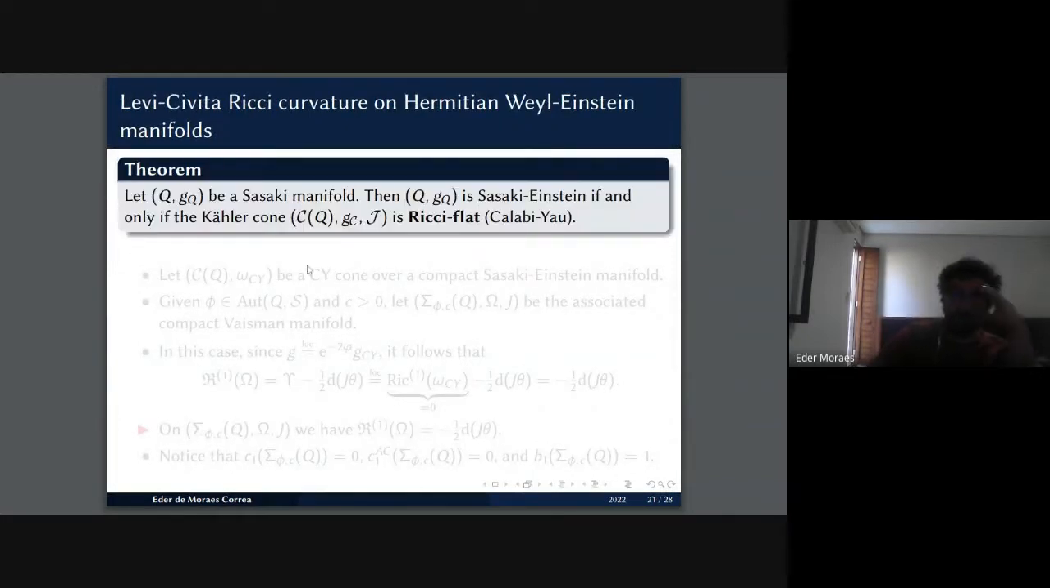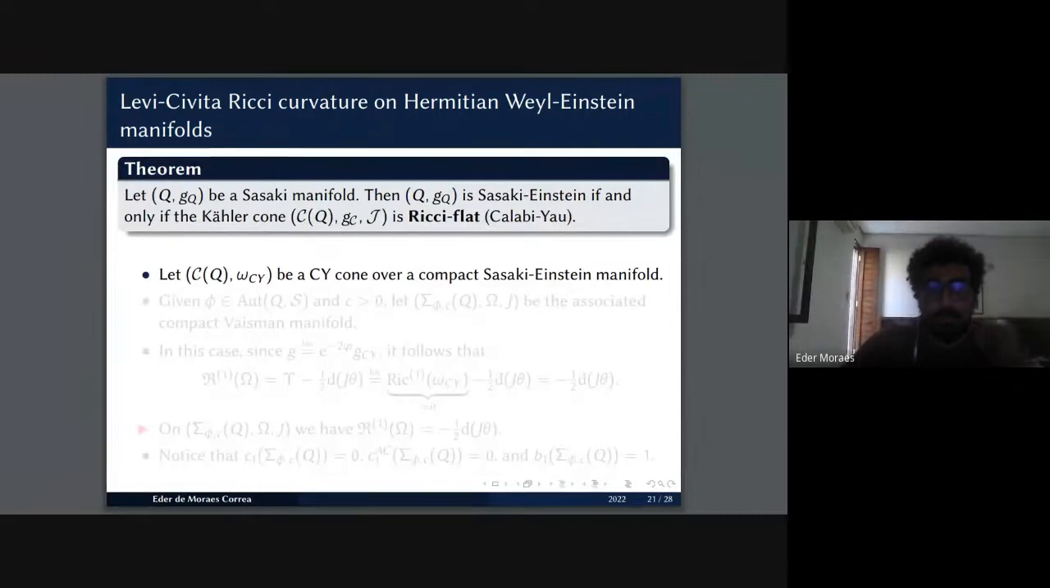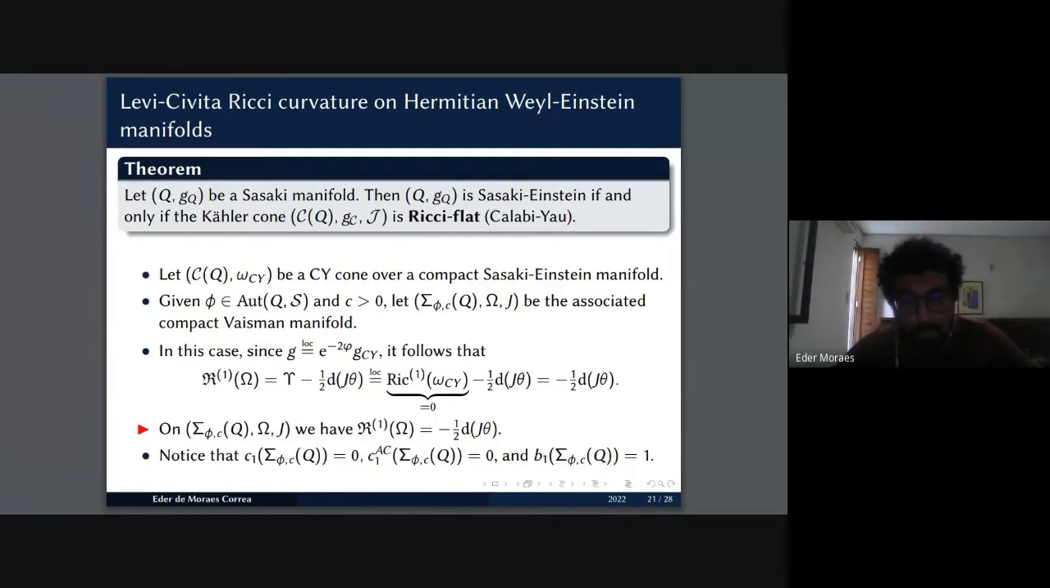So let me recall an important result which we have in the setting of Sasaki manifolds. This theorem tells us that the Einstein condition on the Sasaki manifold is equivalent to the Ricci-flat condition on the Kähler cone. So if you have a Sasaki-Einstein manifold, the cone will be a Ricci-flat Kähler cone, so it's a Calabi-Yau cone. And now let's see what happens if we compute the first Levi-Civita Ricci curvature for a quotient manifold obtained from a Sasaki-Einstein manifold.